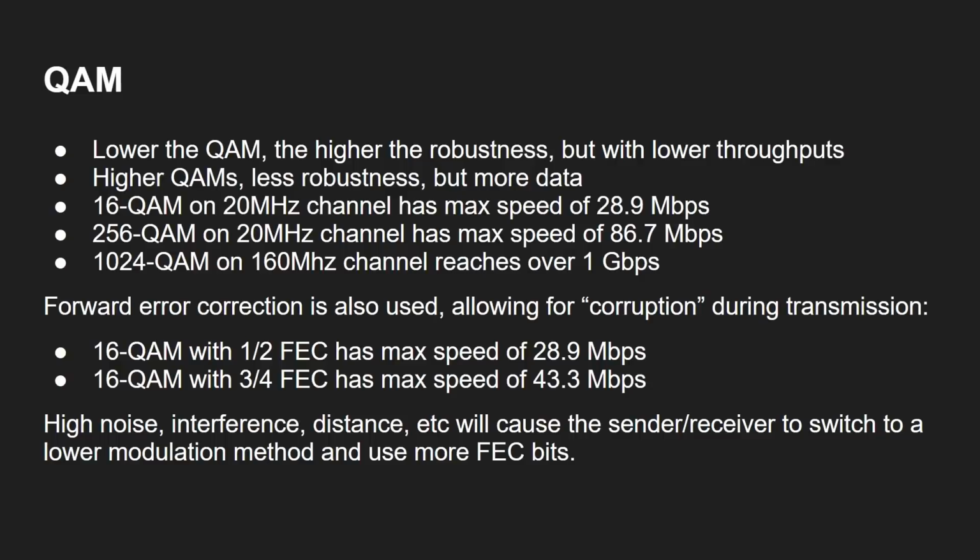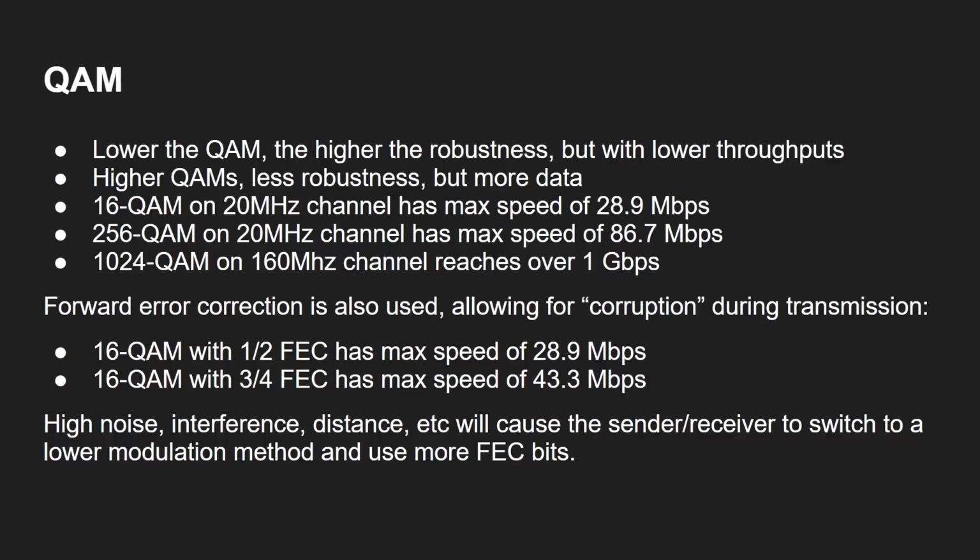So 16 QAM on a 20 megahertz channel might give you 28.9 megabits per second as the theoretical maximum. And again, remember, we'll talk about theoretical maximums in a minute. Whereas 256 QAM, the same signal, same 20 megahertz, but you're just modulating that signal differently, you can get up to 86.7 megabits per second. So you see the difference. How you modulate that signal can do that digital to analog conversion. The way you fiddle with that radio wave can actually give you greater throughput.